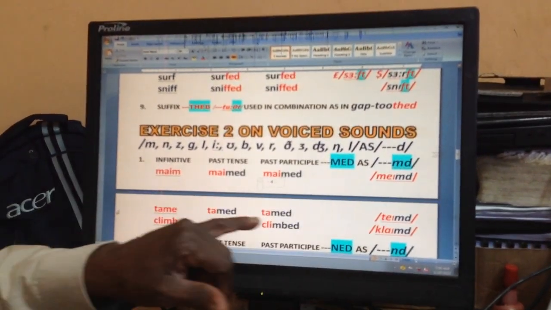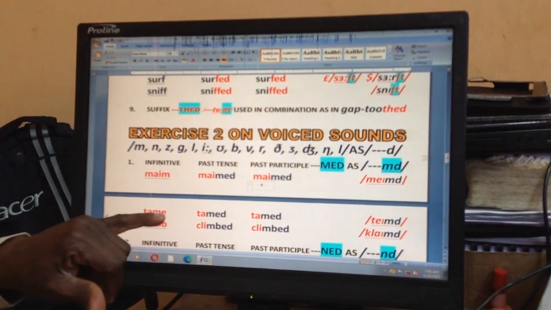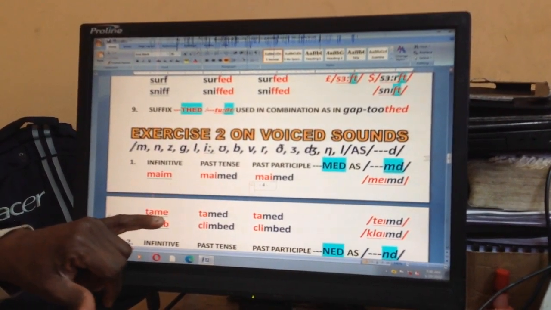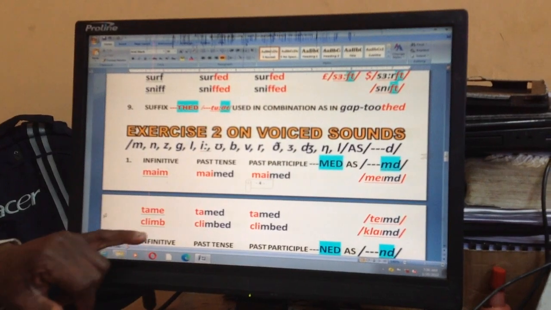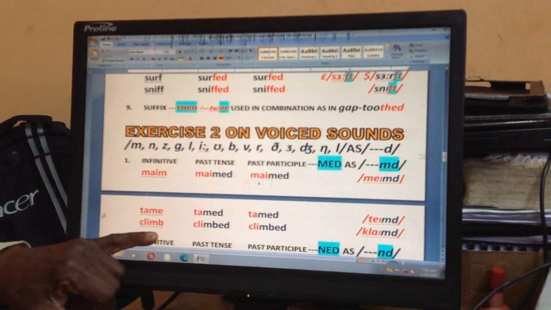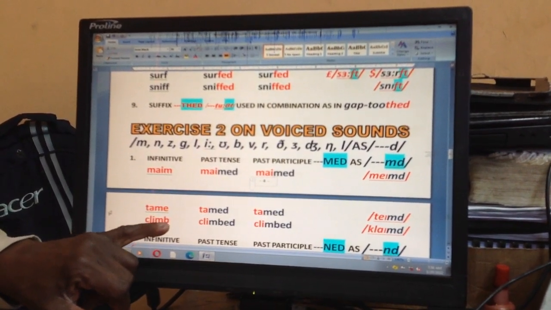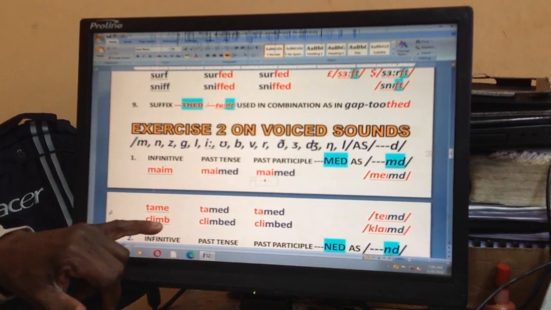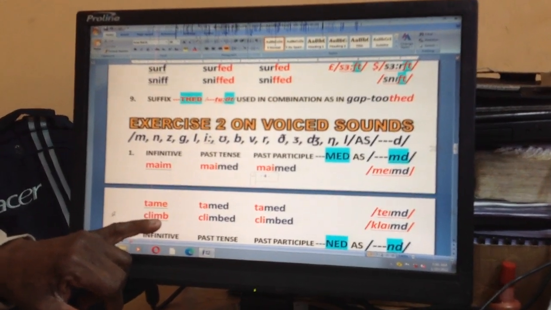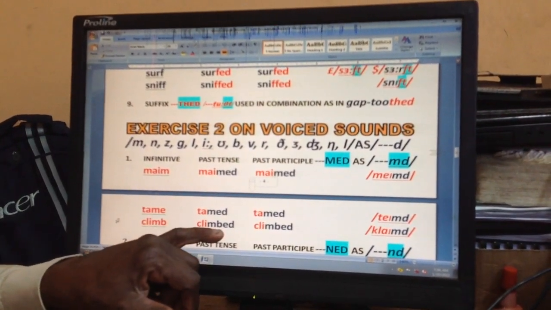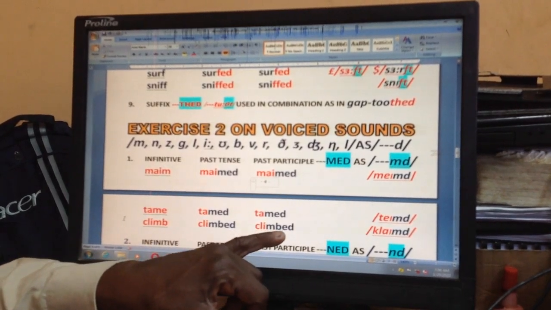And then tamed. The last sound here is M. This E is inaudible. Climb. B is not even pronounceable, but we stop at M. Climb, and so we shall get climbed.